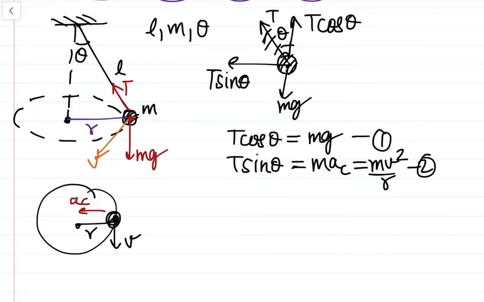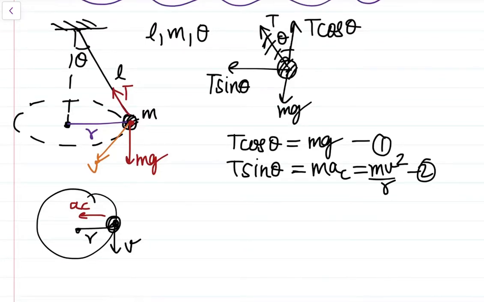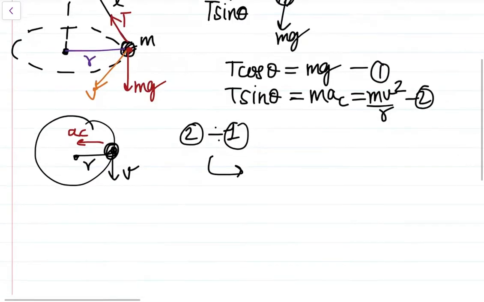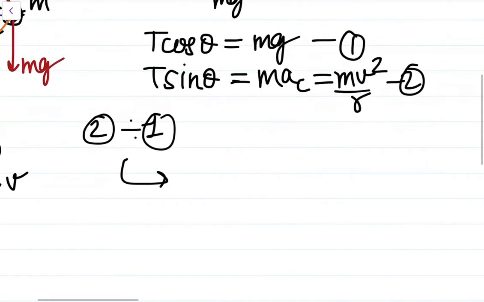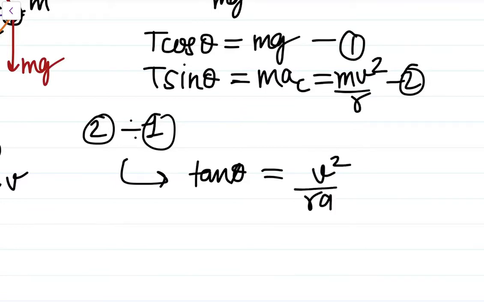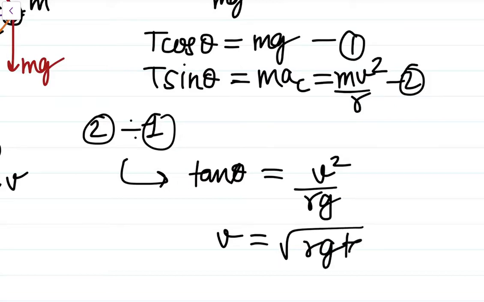So when we divide equation 2 by 1, let's see what happens. T and T will get cancelled, so sin theta by cos theta, that is tan theta, will remain, and v squared by rg will come. So v will be under root rg tan theta.